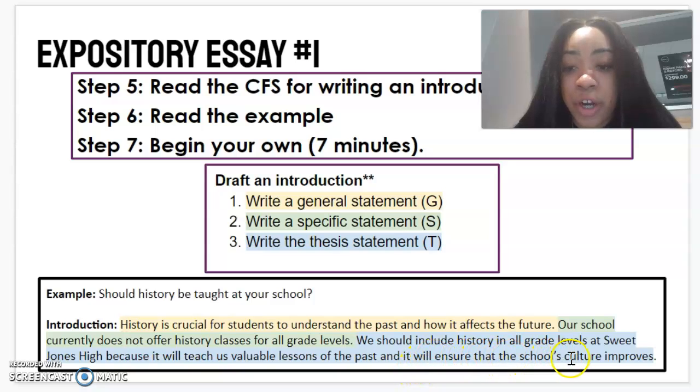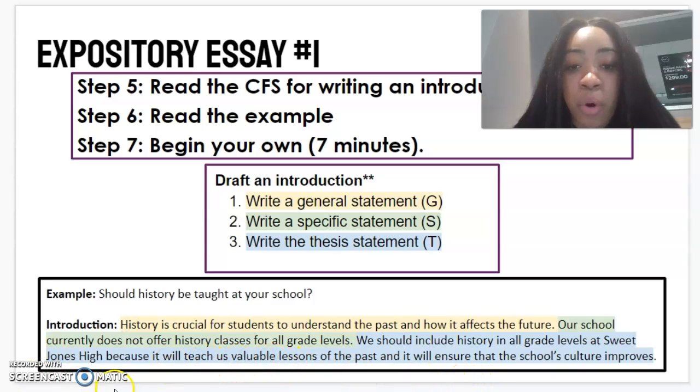We should include history in all grade levels at Sweet Jones High because it will teach us valuable lessons of the past and it will ensure that the school's culture improves. So that finally answers what the prompt is asking. Your introduction paragraph needs to build on each other. At the end, you finally tell us what your essay is going to be about.